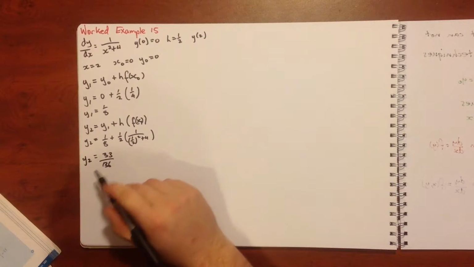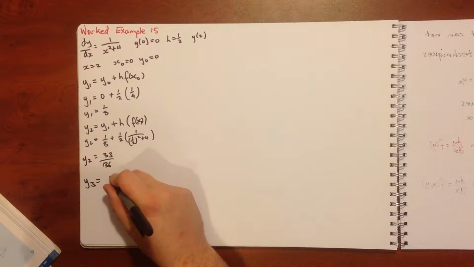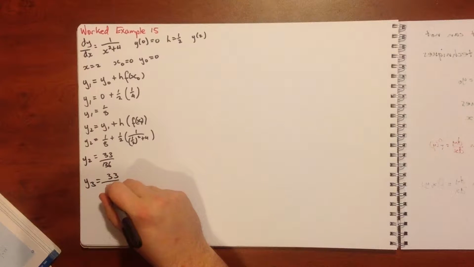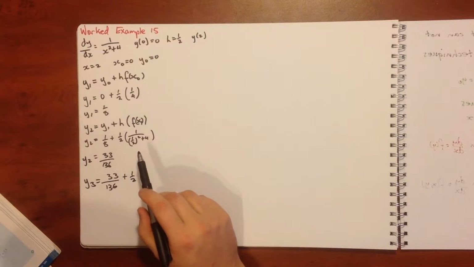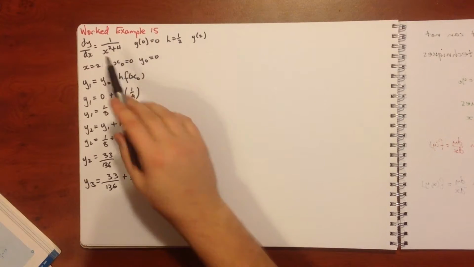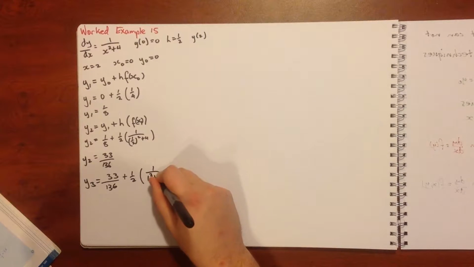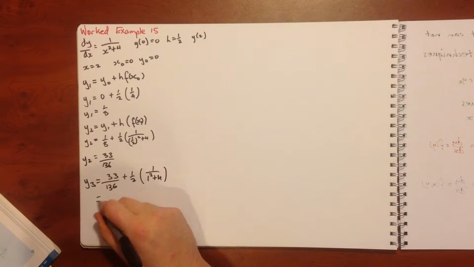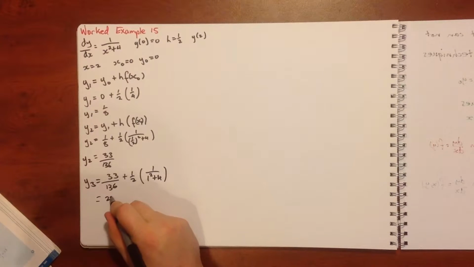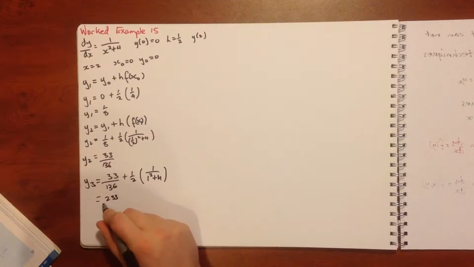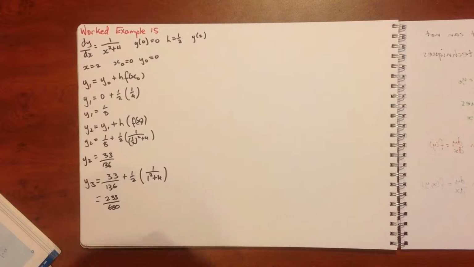Then we're going to do y3 equals y2, which is 33 on 136, plus a half. This time we're going to use our next x value, which is 1. So it'll be 1 over 1 squared plus 4, so it's a fifth times a half. So we get 233 on 680.